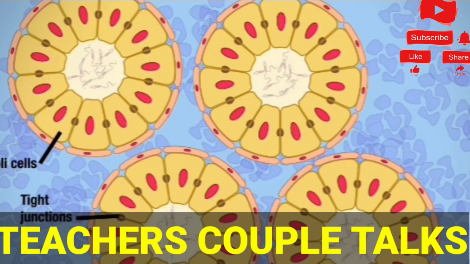Lining the outside of the Sertoli cells is a layer of smooth muscle. Outside of the Sertoli cells are the Leydig cells. These are all the cells that are really important.